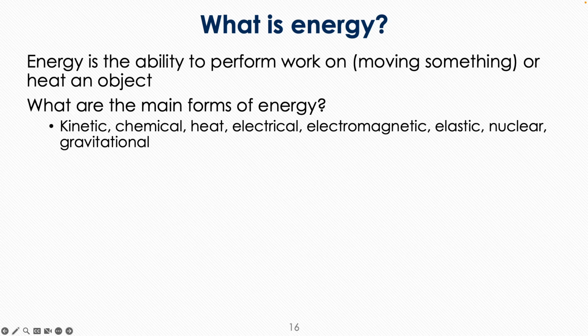There are a bunch of different forms of energy: kinetic, chemical, heat, electrical, electromagnetic, elastic, nuclear, gravitational. We're mainly going to be talking about the first four. The other ones are at scales that we're not really going to be thinking about too much.